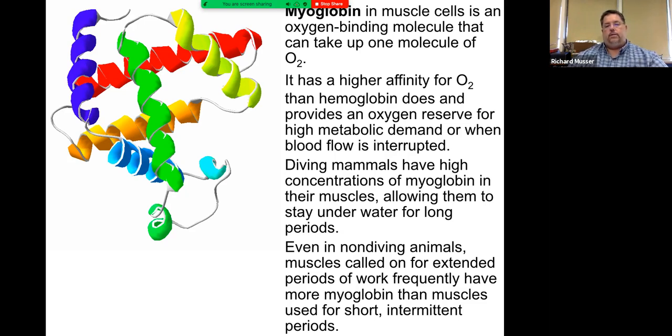Diving animals such as whales and seals and things like that have unusually high concentrations of myoglobin in their muscles. This allows them to take even more oxygen from the blood and allows them to stay underwater for longer periods of time. So they're more efficient at holding on to oxygen in their tissues and pulling oxygen out of their blood. Even non-diving animals' muscles called for extended periods of work frequently have more myoglobin than muscles used for short or intermediate periods. So in other words, endurance athletes will have greater amounts of myoglobin than sprinters.